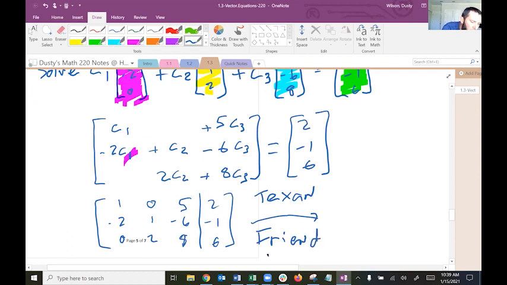So if you did the RREF on this, what do you end up with? I've got my Texan friend. So I use my Texan friend and I got 1, 0, 5, 2, 0, 1, 4, 3, 0, 0, 0, 0.